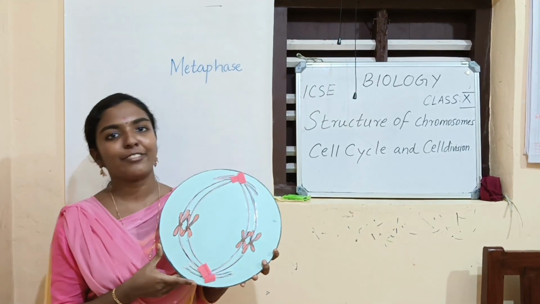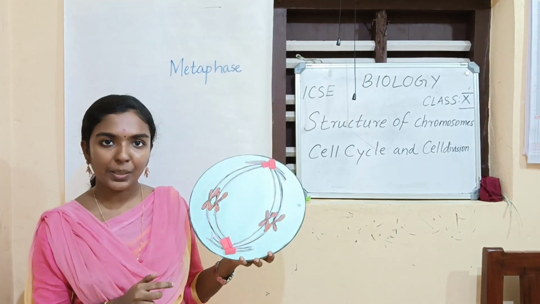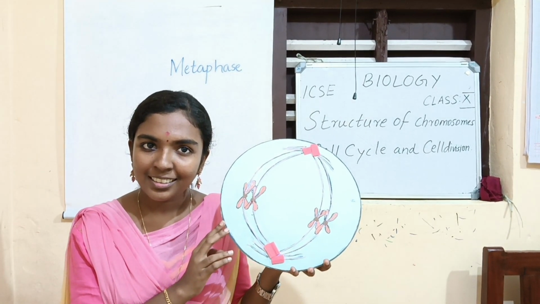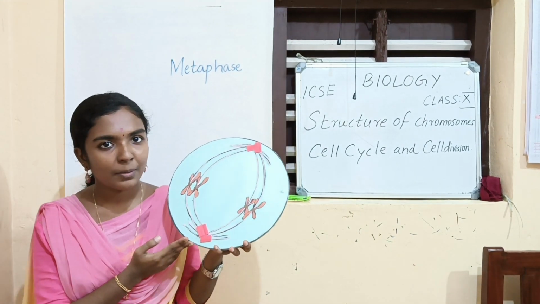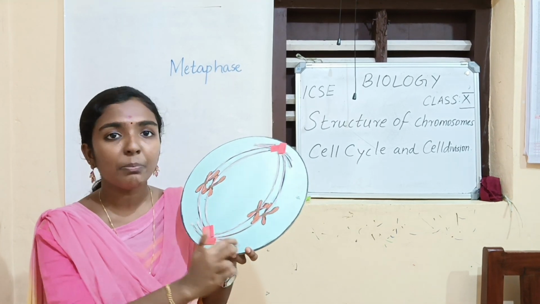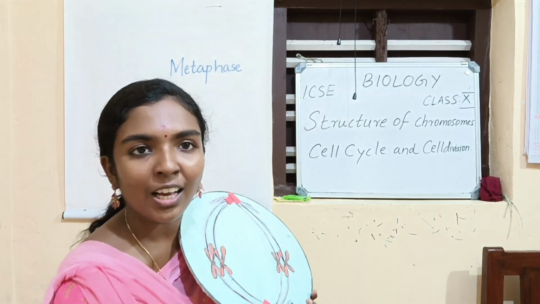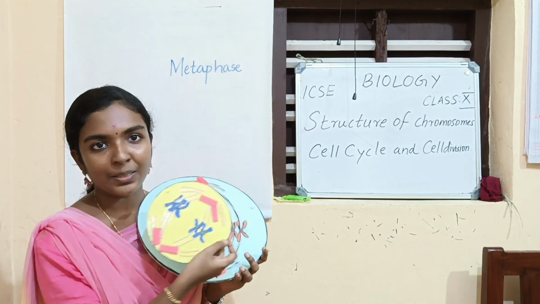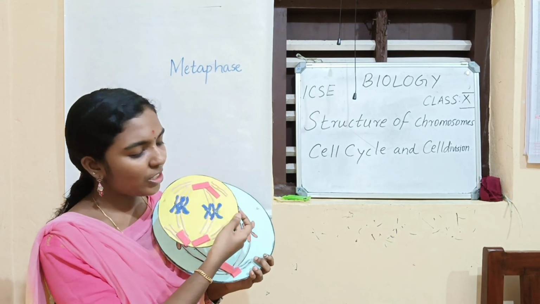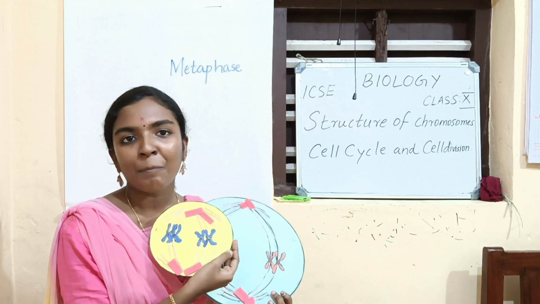This is metaphase. Okay, look. Chromosomes get attached to the spindle by their centromere. And look at the chromosomes. Is there any change? Where are the chromosomes placed? Yes, they are placed in one plane at the equator, right? So when the chromosomes are aligned in one plane at the equator, that phase of mitosis is known as metaphase.